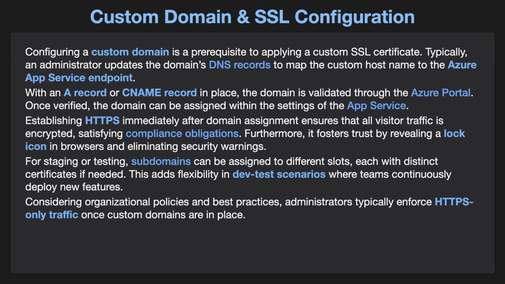Configuring a custom domain is a prerequisite to applying a custom SSL certificate. Typically, an administrator updates the domain's DNS records to map the custom hostname to the Azure App Service endpoint. With an A record or CNAME record in place, the domain is validated through the Azure portal. Once verified, the domain can be assigned within the settings of the app service. Establishing HTTPS immediately after domain assignment ensures that all visitor traffic is encrypted, satisfying compliance obligations. Furthermore, it fosters trust by revealing a lock icon in browsers and eliminating security warnings.